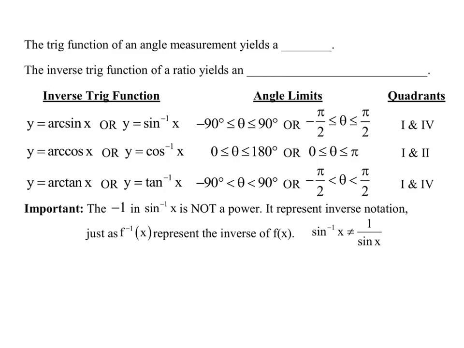The trig function of an angle measurement yields a ratio. That's what we worked with in the past, and that's what we just obtained for our answers, right? Now, today we're working with the inverse. The inverse is a very useful tool. The inverse trig function of a ratio yields an angle. So here we went from an angle to a ratio. Inverse allows you to go from a ratio to an angle.